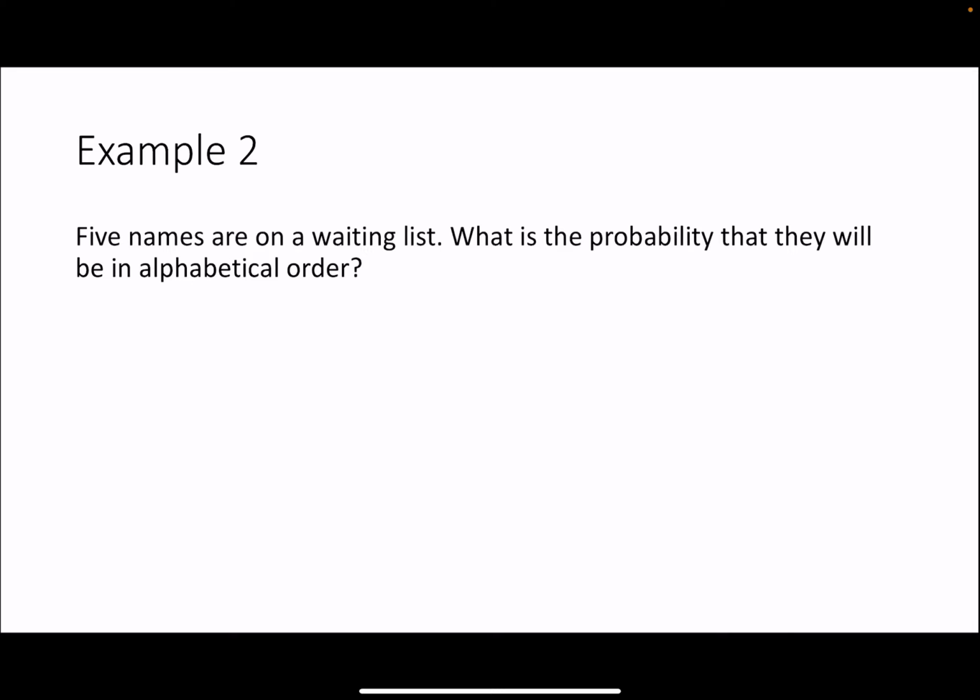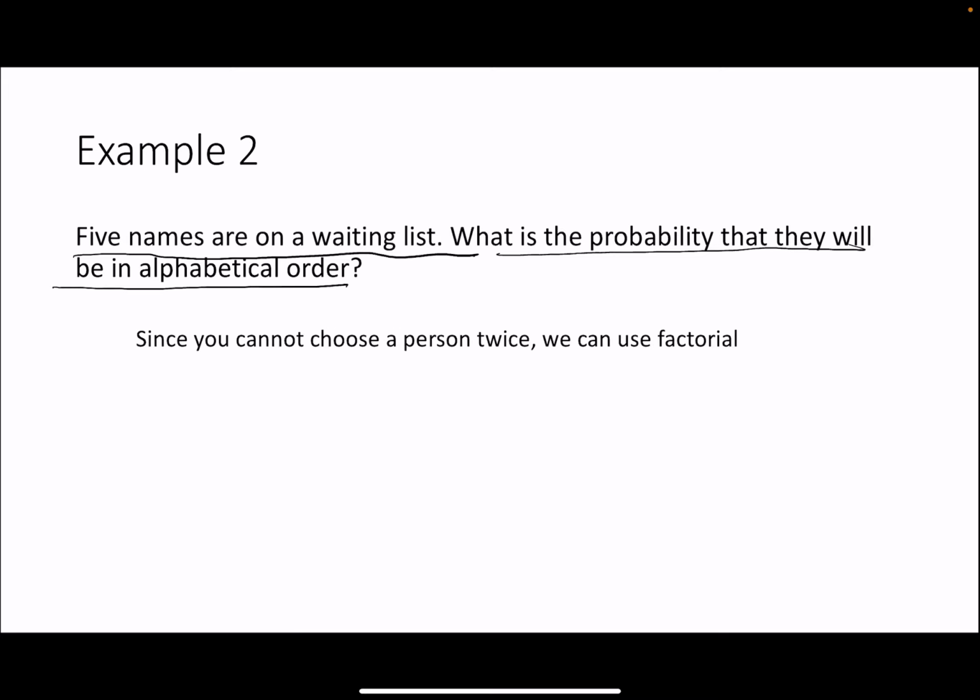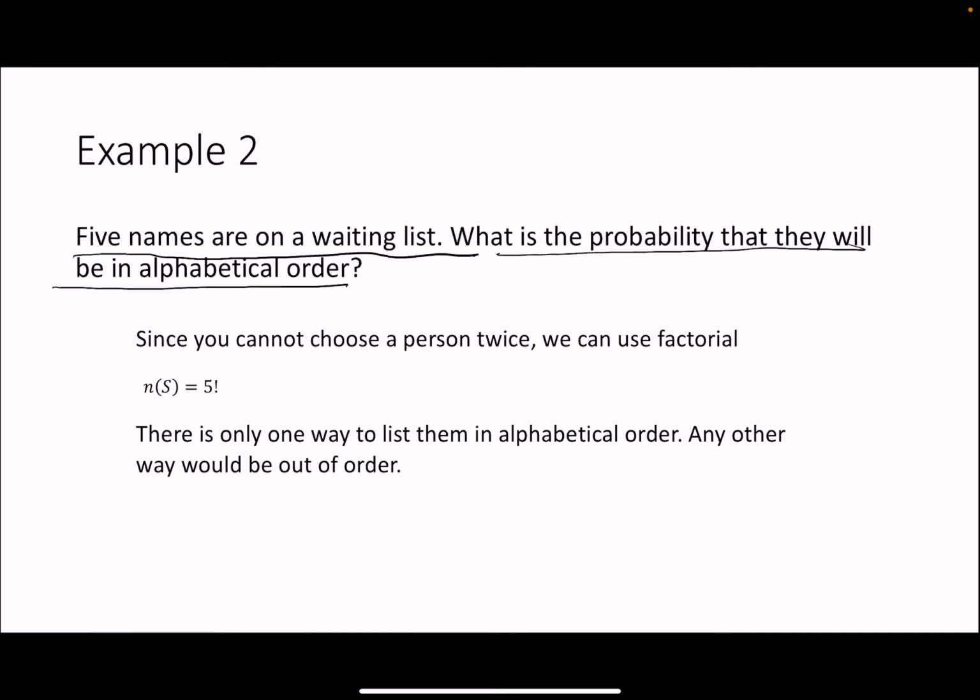Okay, so next example. 5 names are on a waiting list. What is the probability that they will be in alphabetical order? Now this is very similar. Pause it, try it yourself. Since you cannot choose a person twice, we can use factorial. How many ways are there to choose 5 people? 5 factorial. There is only one way to list them in alphabetical order. Any other way would be out of order. So the probability all in order is 1 over 5 factorial, which is 1 over 120.